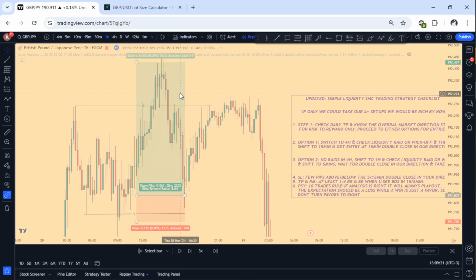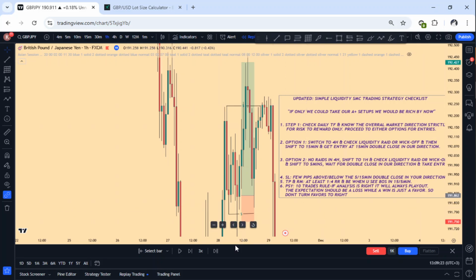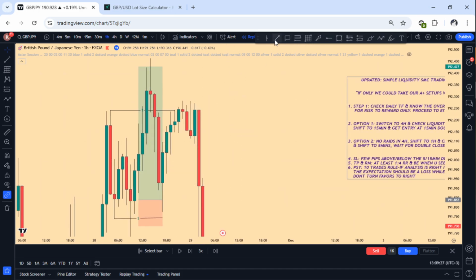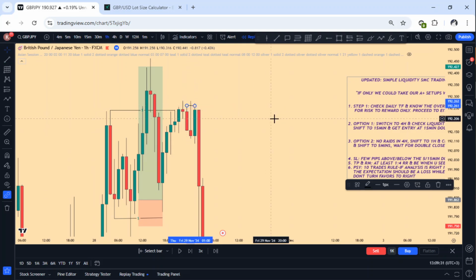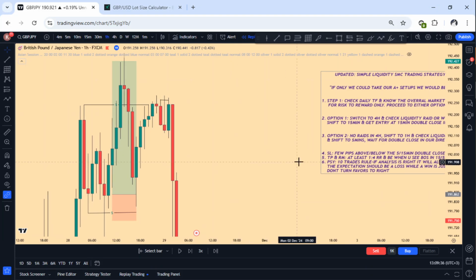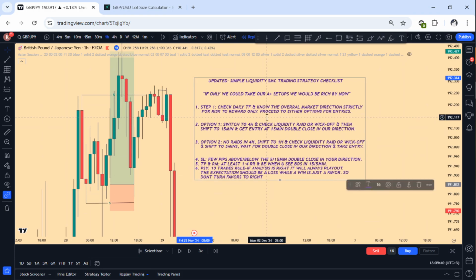So after this trade, the only option was to switch to 1 hour and be observing price. And as you can see, using option 2, we get a raid of the previous 1 hour, and then we got that particular sell off. So if you want me to make this video, maybe I can make it and then see how that sell off happened.